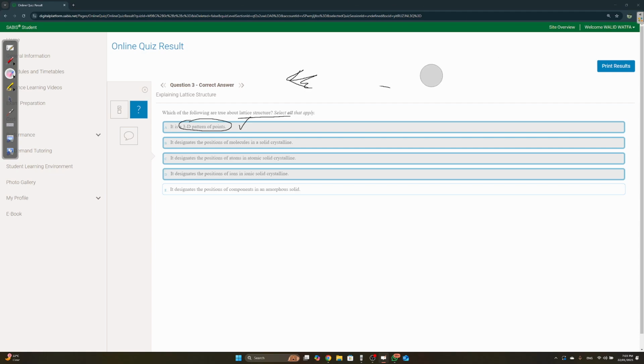It's 3D, right? It designates the position of molecules in a solid crystalline, obviously. It also designates the position of atoms in an atomic solid crystalline and the position of ions in an ionic solid crystalline. Does it designate the position of components in an amorphous solid? No, we don't even know what an amorphous solid is, okay?